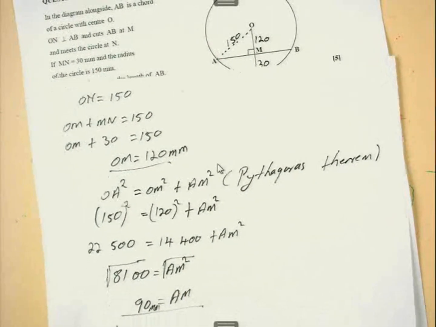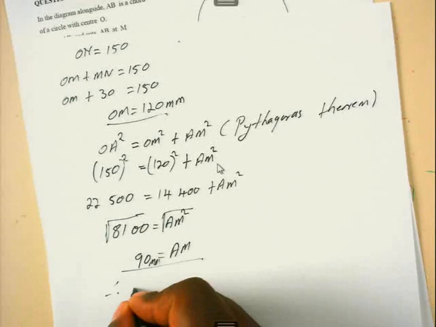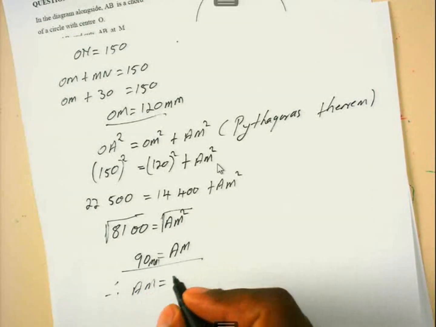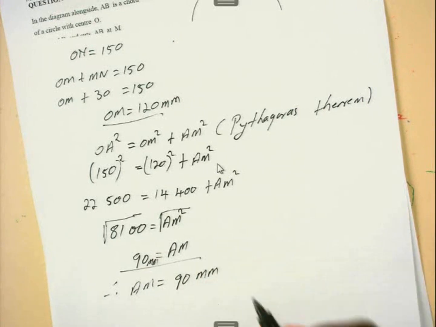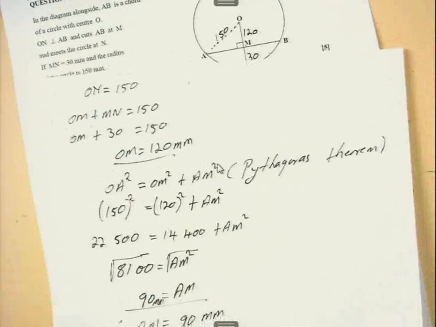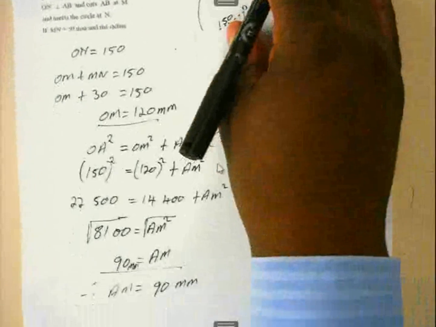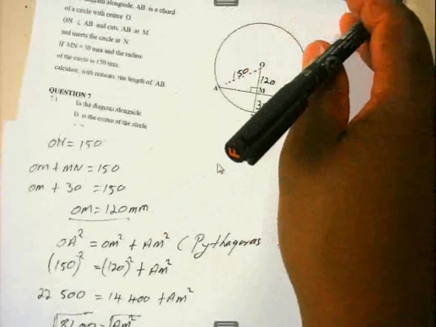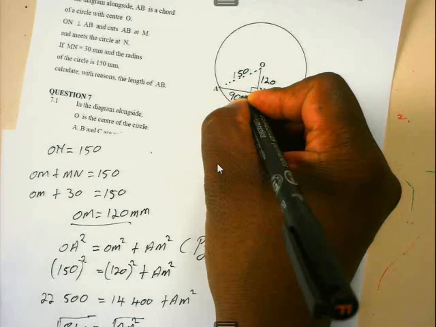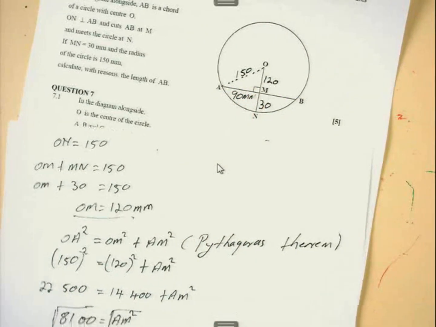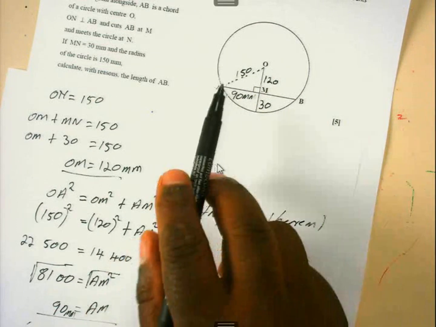Therefore, let me write it nicely. AM is equal to 90 millimeters. Let's check the diagram. We've got AM. This AM is equal to 90 millimeters. The question wants us to calculate the length of AB. Check AB.